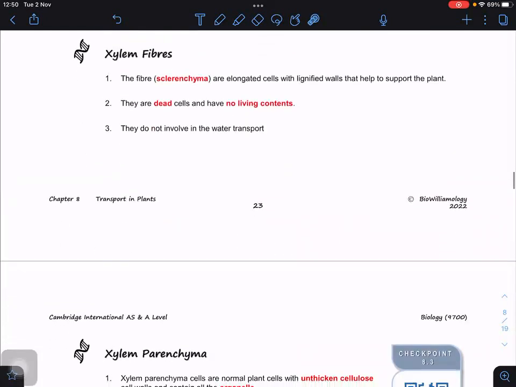So we do have the xylem fiber as well. Xylem fibers are also lignified, but they are not involved in transport. They help to support the plant. When the plant grows taller and taller, a lot of these cells turn into xylem fibers. Because they are lignified, the walls are strong. They are not involved in the transport of water, but they are involved in support. Because of lignification, we know that they are dead cells, with no living content.